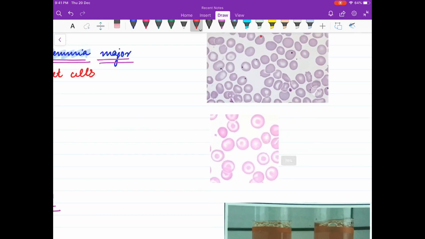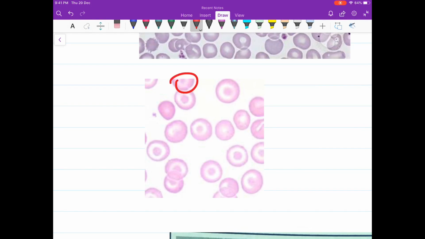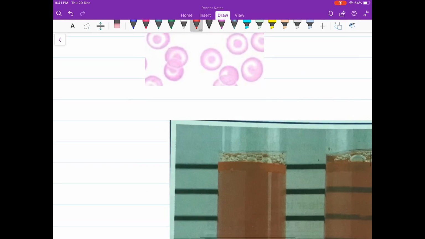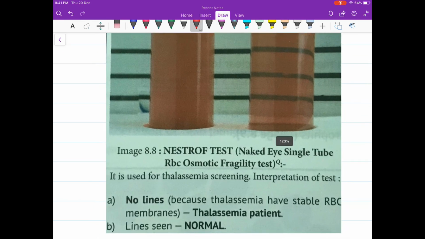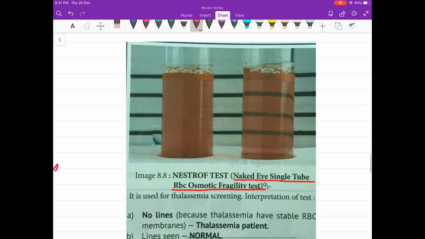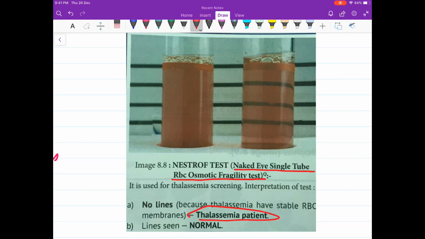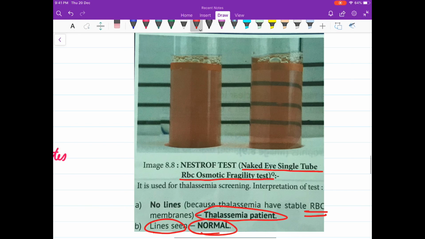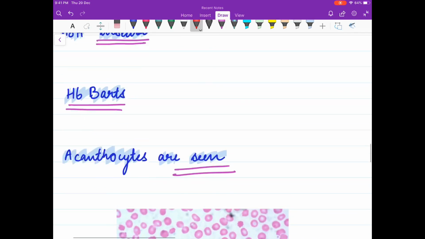So this is how target cells look like. What is the test for beta thalassemia? It is Nestrov test. Naked eye single tube RBC osmotic fragility test. No lines are seen in a thalassemia patient and lines are seen in normal patient. This is because the membranes of the RBC are stable in thalassemia patient.